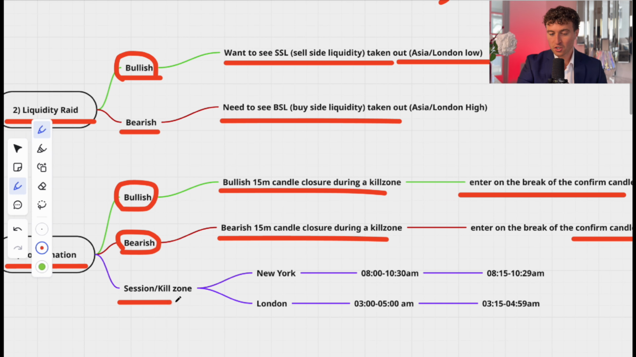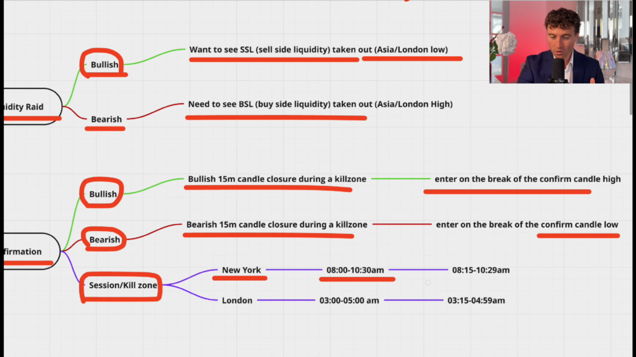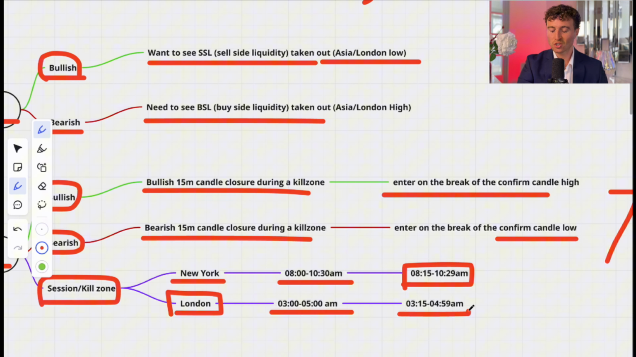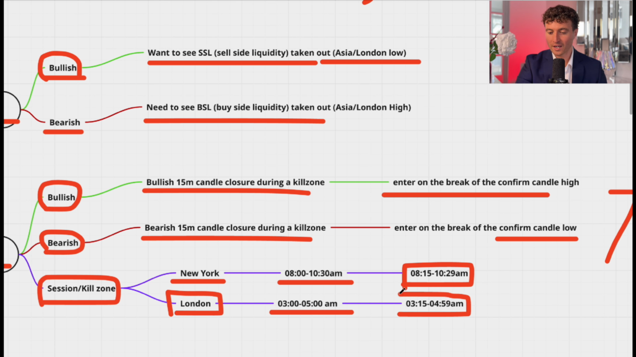In terms of session and kill zone timings, this is very, very, very important. We have the New York kill zone, which is between 8 a.m. and 10:30 a.m. Eastern. And we're only looking at executing trades during this time window right here. And we also have the London session kill zone, which is between 3 a.m. and 5 a.m. Eastern. And it's super important that we only execute trades during this window right here.